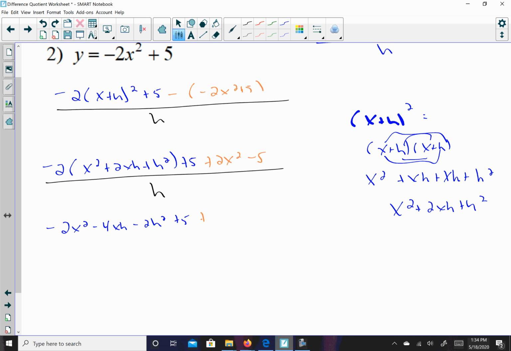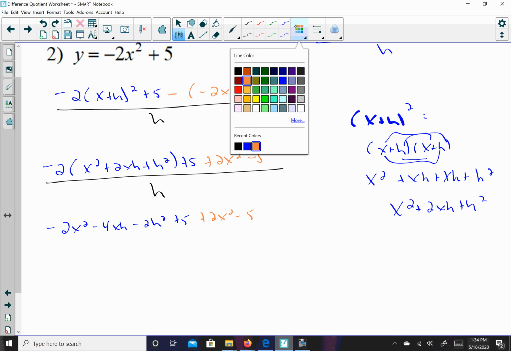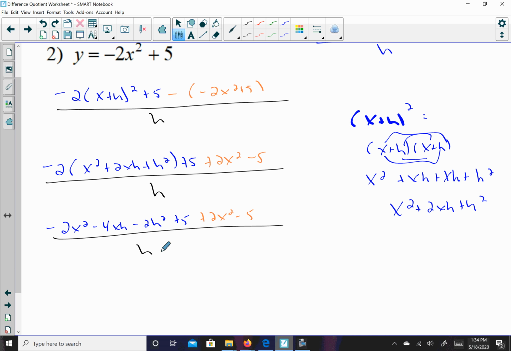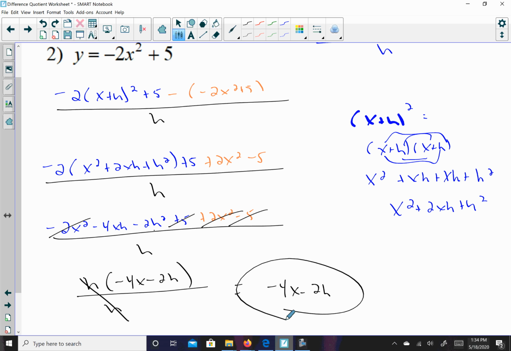Then this is my plus 2x squared minus 5, and this is all over h. The 2x squared and the negative 2x squared will equal 0, the negative 5 and the 5 will equal 0. Remember, everything behind that minus sign should simplify, and everything you have left should have an h in it. So I'm going to factor out an h while I'm here. So I'm going to have h, and then this will be negative 4x minus 2h, all over h. Now the h's will simplify, and the h's should always be able to simplify. And I'm going to be left with negative 4x minus 2h, and that's my final answer.